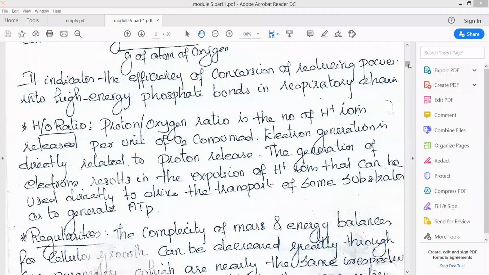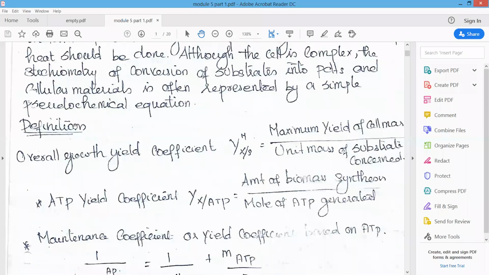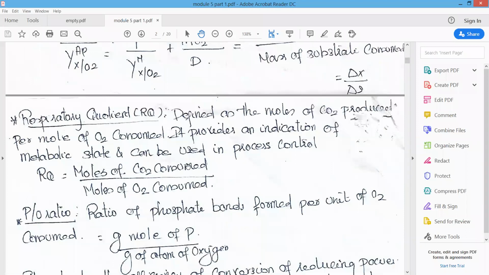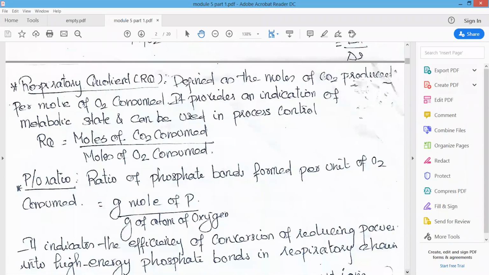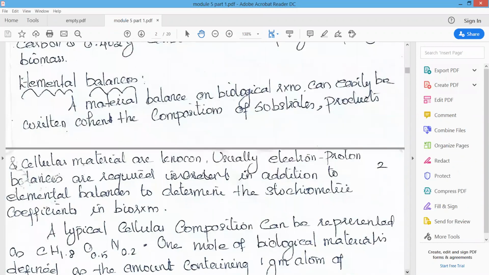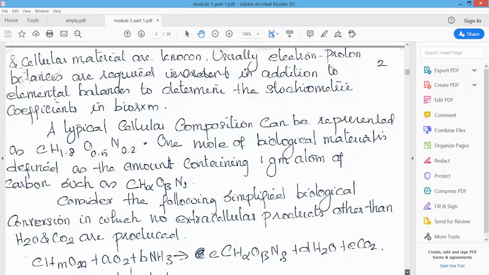Okay. So what we should know here is mainly this yield coefficient Y X bar S, and then what? Respiratory quotient, that is RQ, that is our problems. Okay. This is what we will be using in problems. Okay. And the next is this regulatory and all is not there. And the next is elemental balance. Okay.